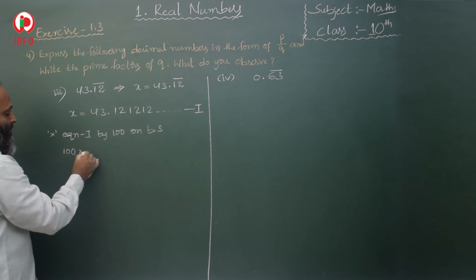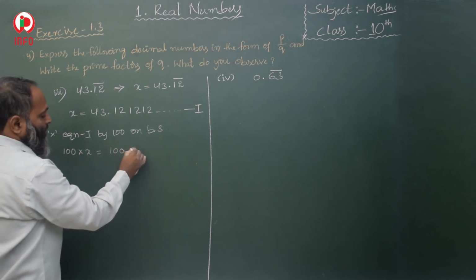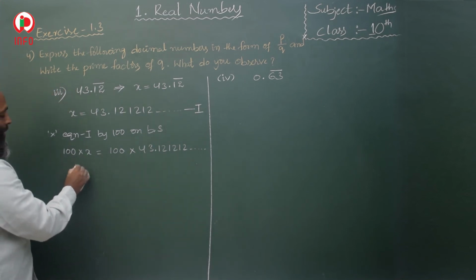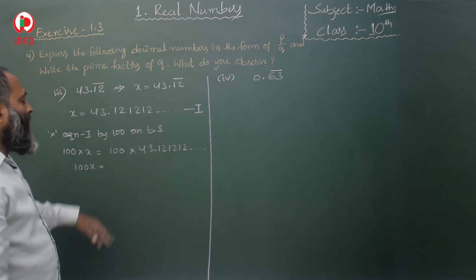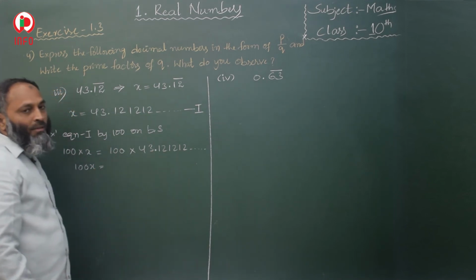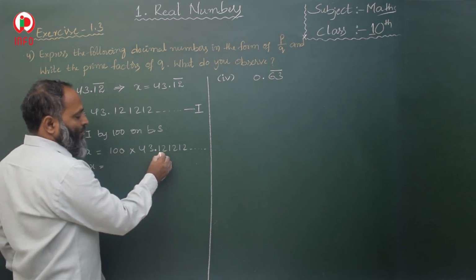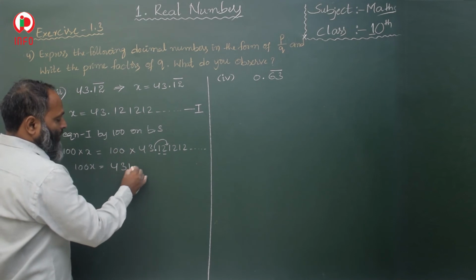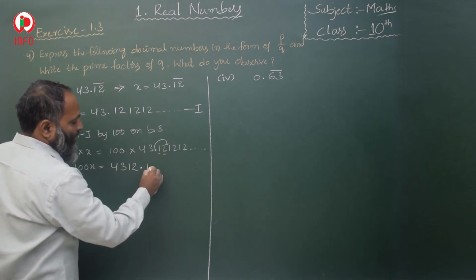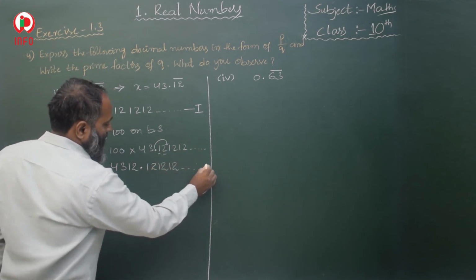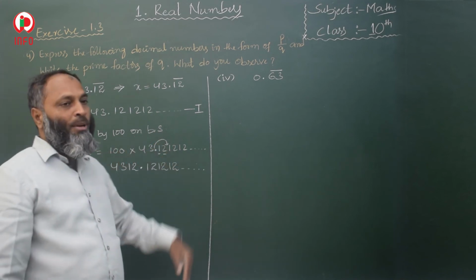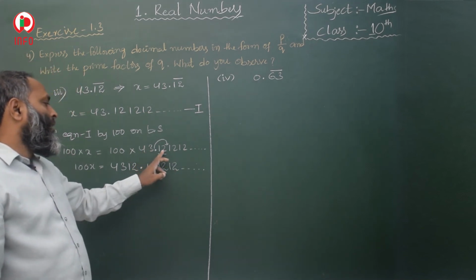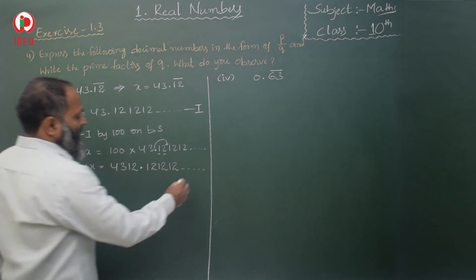That is 100 into x is equal to 100 into 43.12 and so on. Now 100 into x is 100x. If you multiply with 100, the decimal will move 2 places from left to right. This is 1, this is 2. After 2 places, the decimal point comes here: 4312.121212 will repeat. Now this is equation 2.